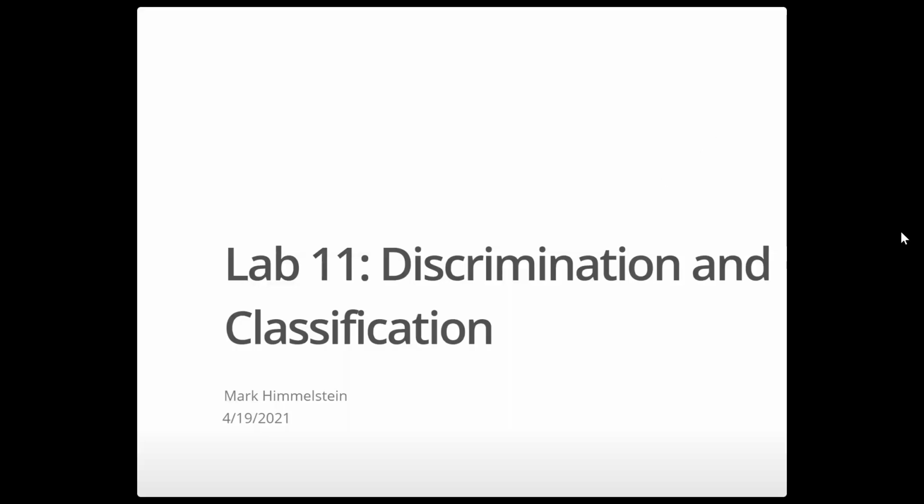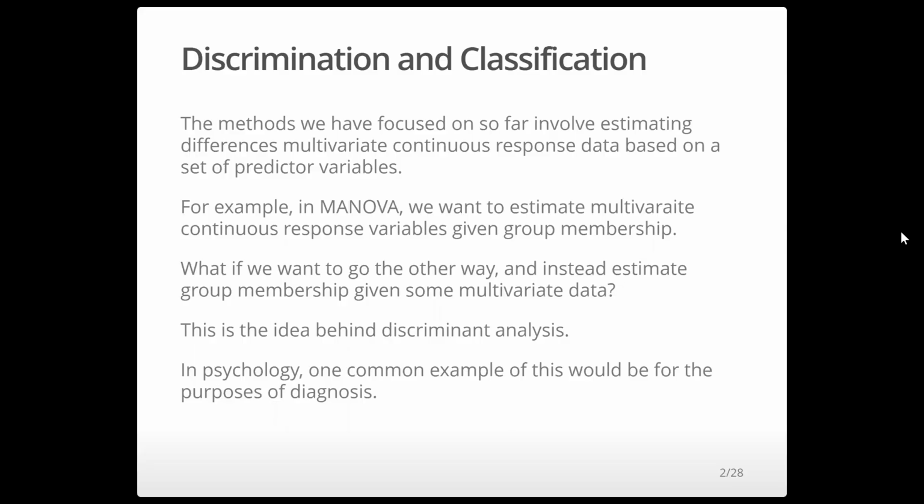This week, we're getting into discriminant analysis. So the methods we focused on so far involve estimating differences in multivariate continuous response variables. So in MANOVA, we want to estimate multivariate continuous responses given group membership. What if we wanted to go the other way around and instead estimate group membership given some multivariate data? This is the idea behind discriminant analysis.